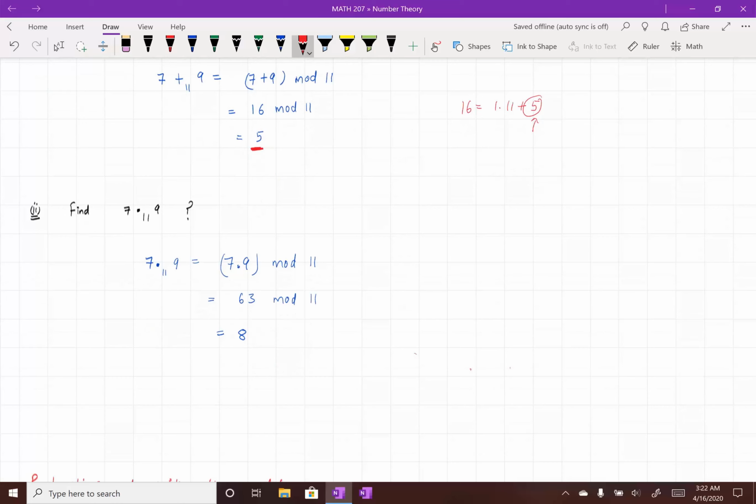So 7 multiplication modulo 11 with 9 is going to be equal to, based on the definition, 7 times 9, which is the usual multiplication mod 11. So it's going to be 7 times 9 is 63 mod 11, and 63 you can represent as 5 times 11 plus 8. So the remainder here is going to be 8. So the value of 63 mod 11 is going to be equal to 8.